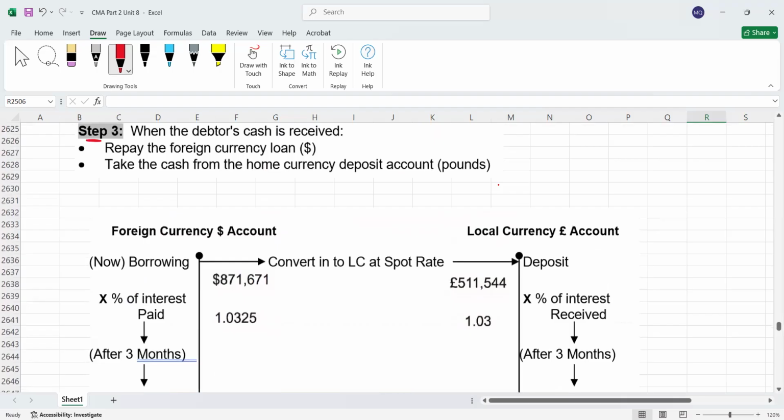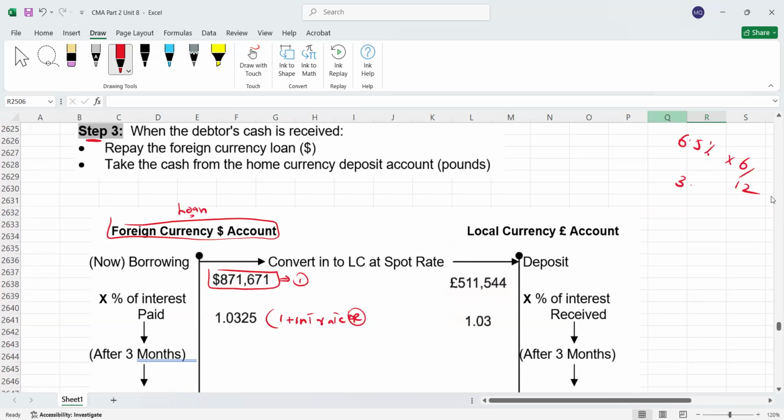Number one, we got a foreign currency account in which we have a loan today, and we have taken this loan, right? It was step number one. Now this loan we will multiply with what? We will multiply with 1 plus interest rate. Which interest rate? Because it's a loan in foreign currency, we'll take the borrowing rate of foreign currency. We have already calculated the borrowing rate, because it was 6.5%. And we need it for 6 months, so 6 divided by 12, so it will be equal to 3.25. So 3.25%. If I remove the percentage sign, it will become 0.0325.